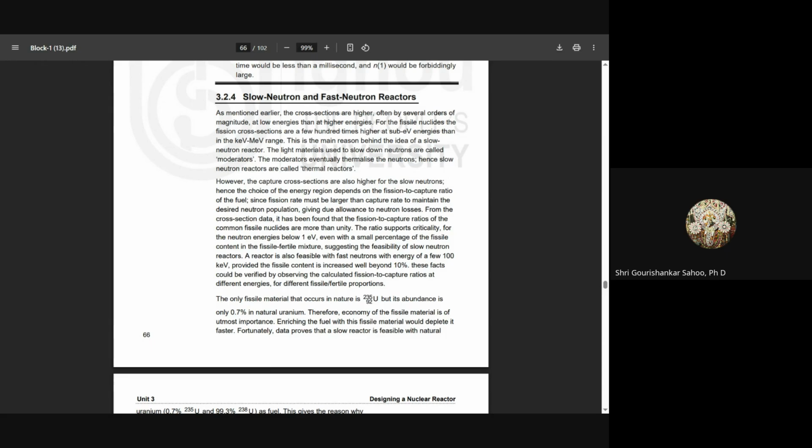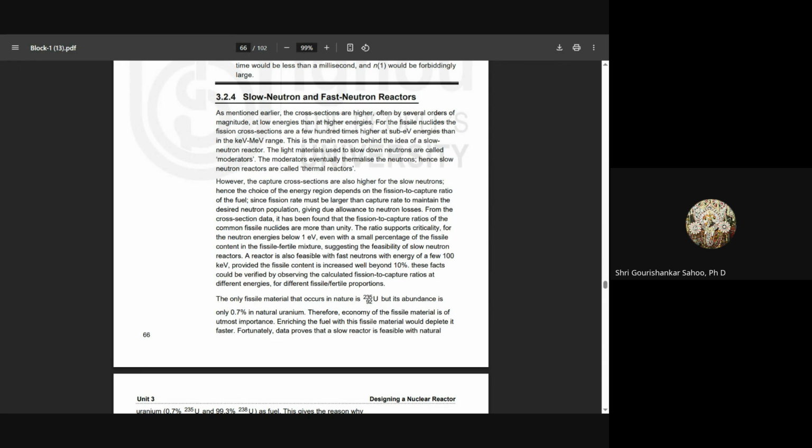Since the fission rate must be larger than the capture rate to maintain the desired neutron population, giving due allowance to neutron losses. From the cross section data, it has been found that the fission to capture ratio of the common fissile nuclides is more than unity. The ratio supports criticality for neutron energies below 1 electron volt, even with a small percentage of fissile content in the fissile-fertile mixture, suggesting the feasibility of slow neutron reactors. A reactor is also feasible with fast neutrons with energy of a few hundred keV, provided the fissile content is increased well beyond 10%.